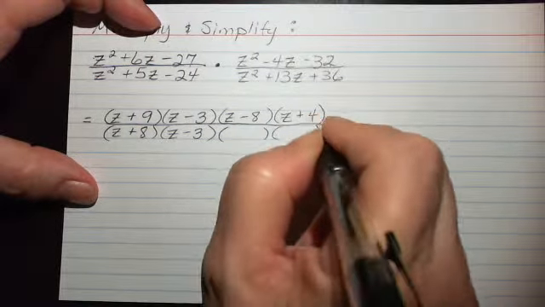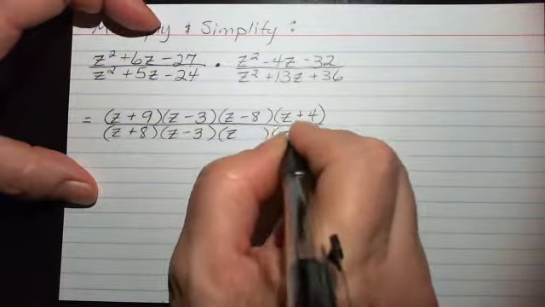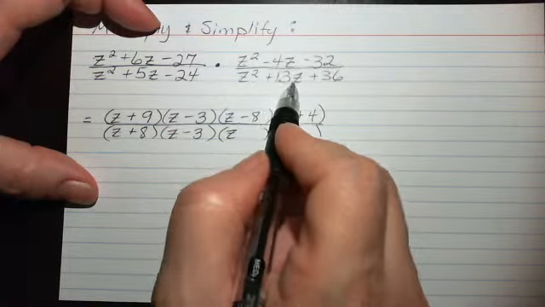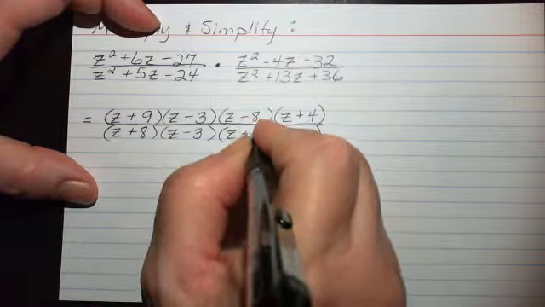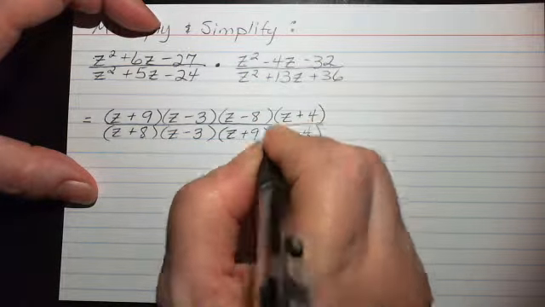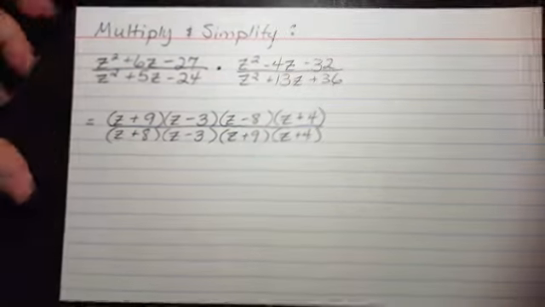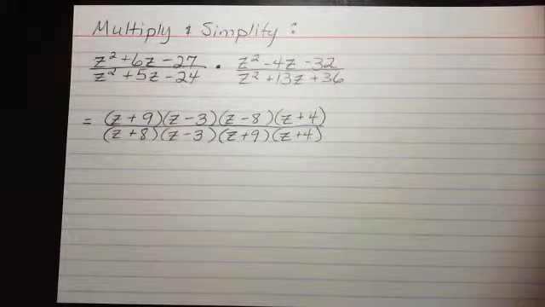Denominator factored: z's for z squared, multiply for positive 36, add for positive 13. How about plus 9 plus 4? That multiplies correctly and it adds correctly. So now everything is factored. We're showing our multiplication with everything factored.